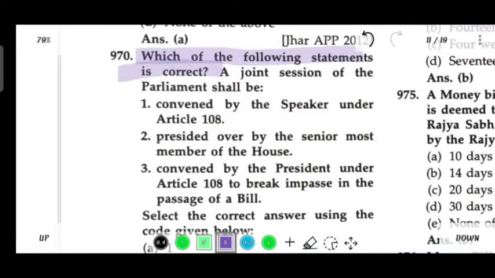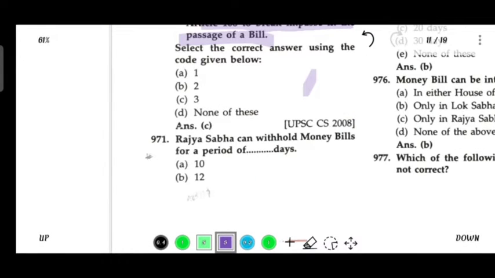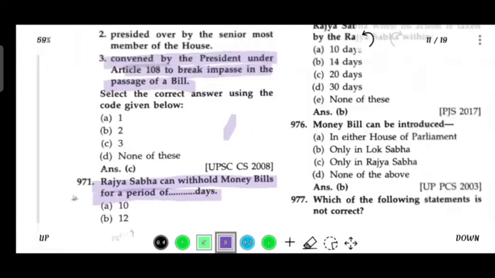Which one of the following statements is correct? A joint session of Parliament shall be convened by the President under Article 108 to break an impasse in the passage of a bill. Rajya Sabha can withhold a money bill for a period of 14 days.